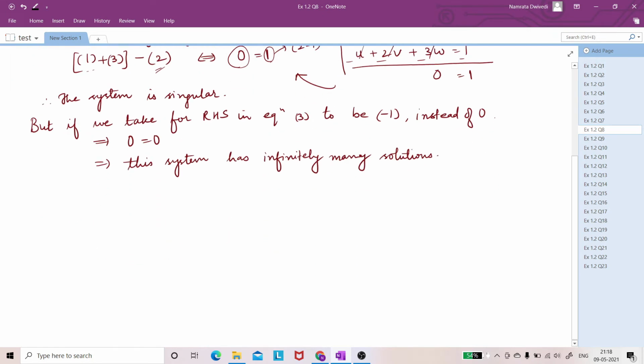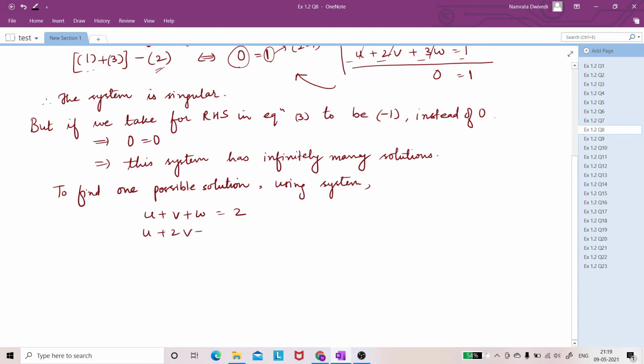Okay. Now, let us find one possible solution. So, what we'll write? Again, consider to find one possible solution. So, using the system, I'll write the system again. That is u plus v plus w equals 2, u plus 2v plus 3w equals 1, and v plus 2w equals minus 1.